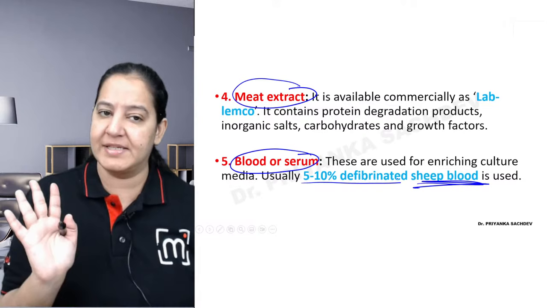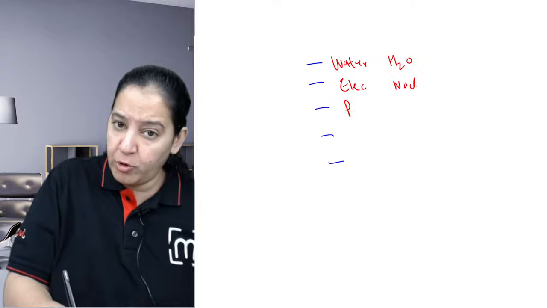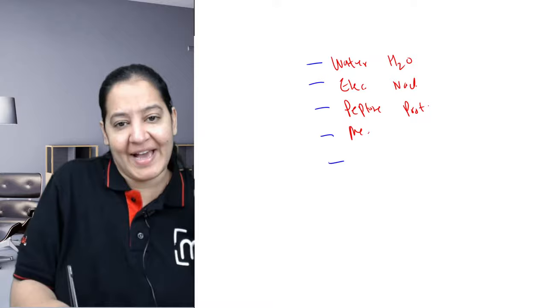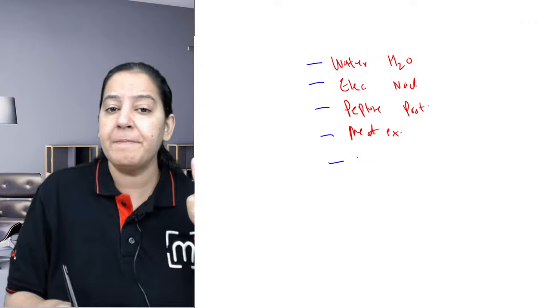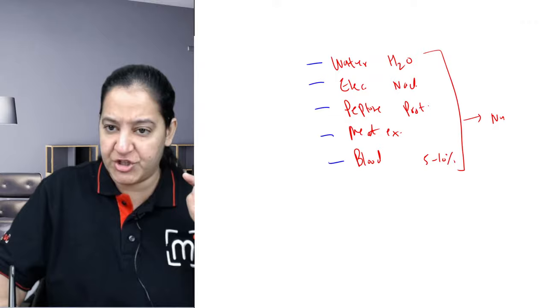And the last thing is agar. You tell me what are the first five constituents? The last one is the agar. I will explain what agar is. The first five: number one, water, that is H2O. Number two, electrolyte, that is NaCl. Number three, peptone water, which provides protein, right? Number four, meat extract, which also provides proteins and carbohydrates. And the last one is blood or serum, 5 to 10% defibrinated sheep's blood. So these are the five basic components which provide some nutrition to the bacteria.